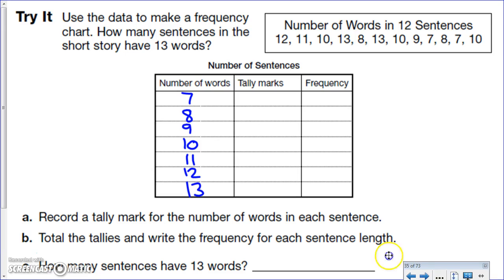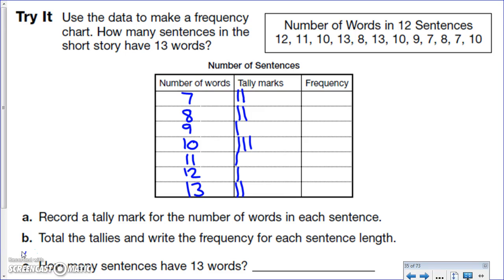Next, we're going to total the tallies and write the frequency for each sentence length. So we have a 12, an 11, a 10, a 13, an 8, a 13, a 10, a 9, a 7, an 8, a 7, and a 10.